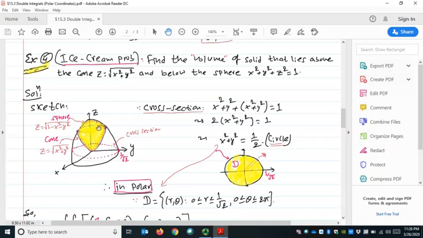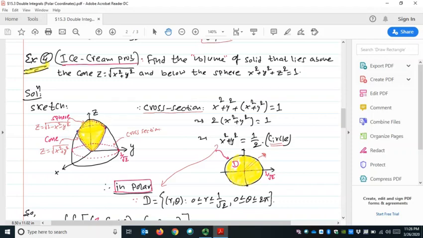To find the cross section, let's solve these two equations, the sphere equation and the cone equation. From the sphere equation, x squared plus y squared plus z squared, I substitute this z squared value from the cone, z equals radical x squared plus y squared, all squared. So the square and radical cancel, so simply x squared plus y squared plus x squared plus y squared equals 1. The next step, I can add these two, so 2 times x squared plus y squared equals 1.